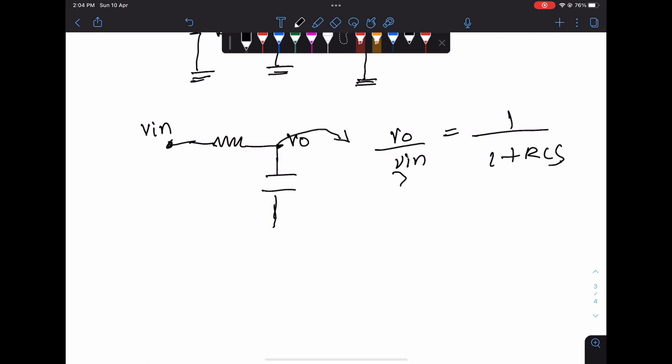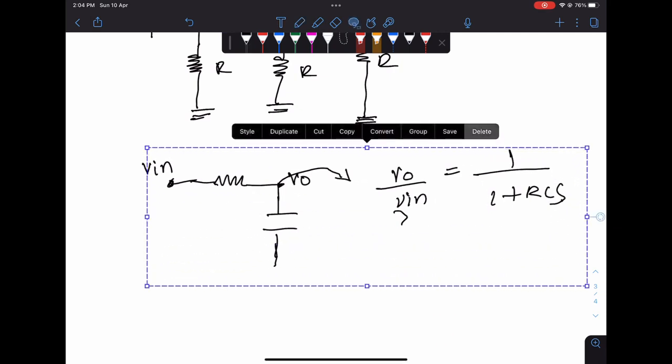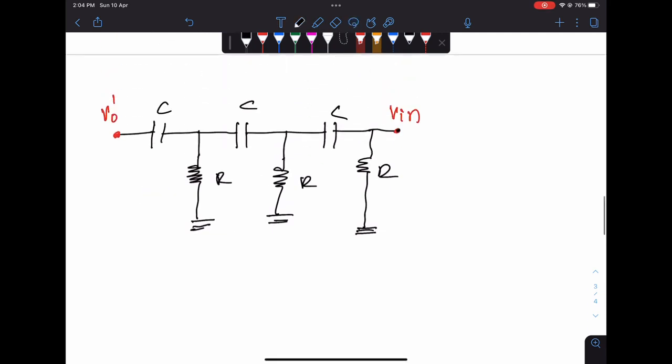So we need to find the currents separately and then find the transfer function. Considering the transfer function, we consider the currents flowing through as I1, I2, I3 and the voltages V1, V2, V3, and we relate these currents to each other.